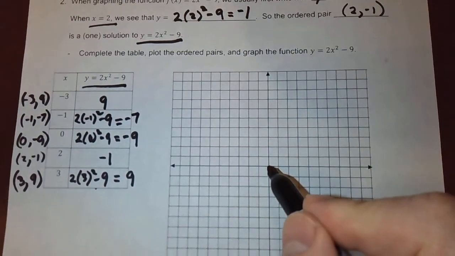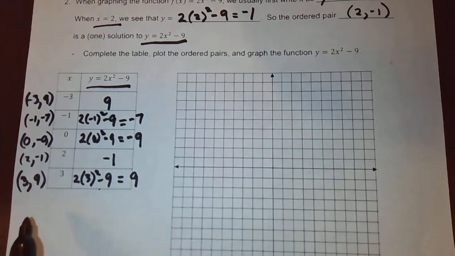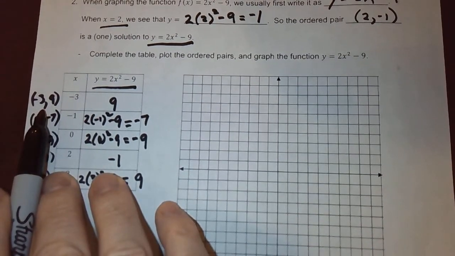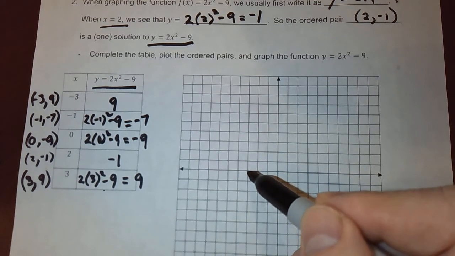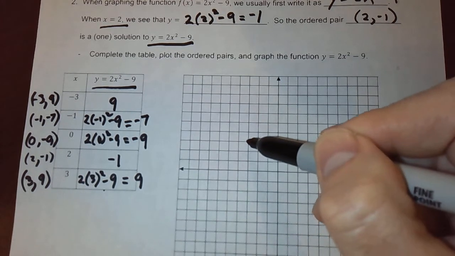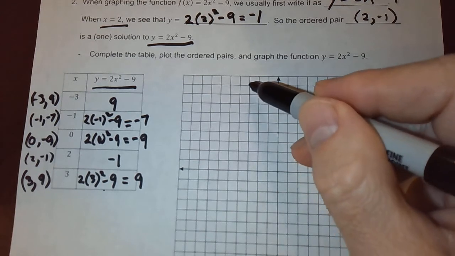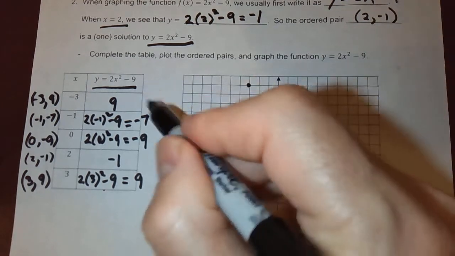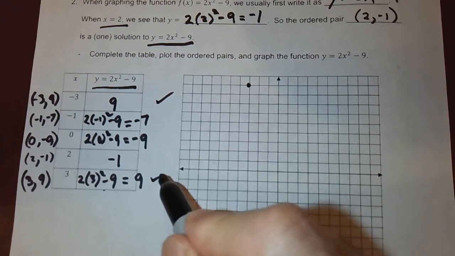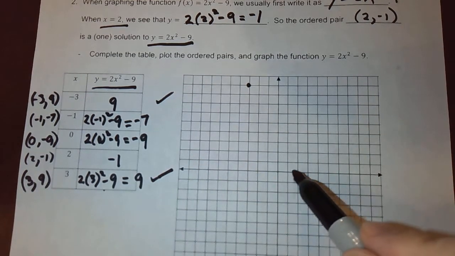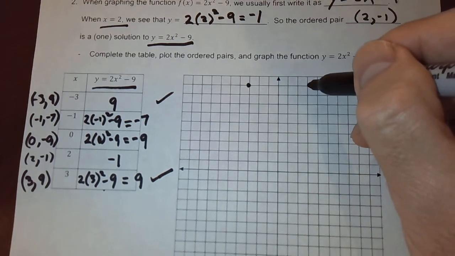This is the origin right here. So let's start at the top. Negative 3, comma 9. So we go to the left 3, 1, 2, 3, and go up 9. 1, 2, 3, 4, 5, 6, 7, 8, 9. All right, we took care of that one. Maybe I'll come all the way down to the bottom since we've got some symmetry here. 3, comma 9. We'll go to the right 3 and up 9, which would put us right there.